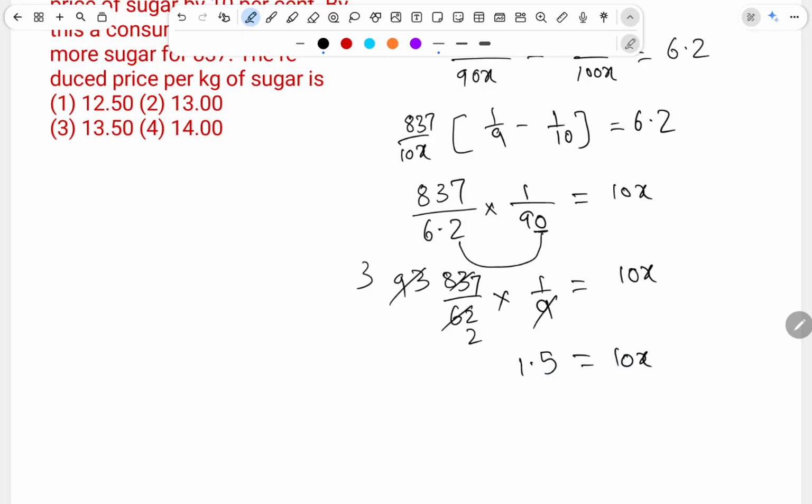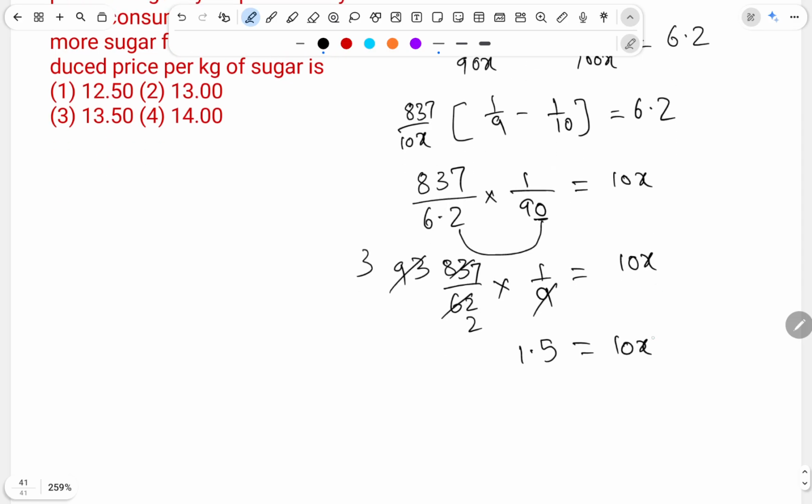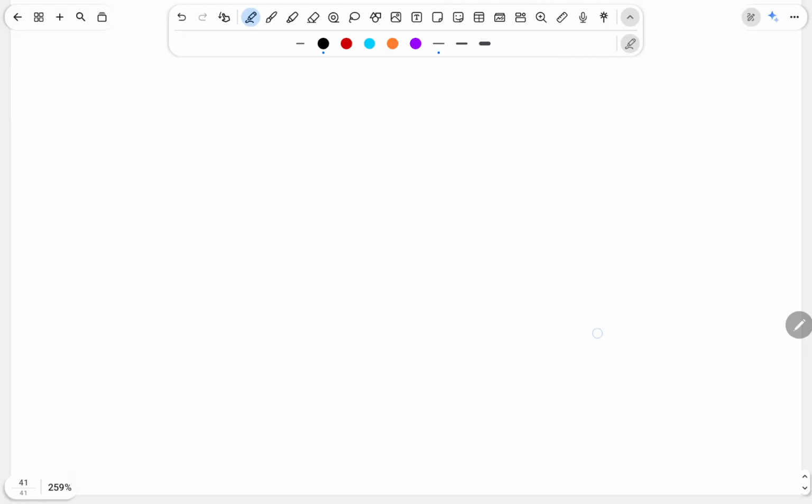But they are asking for the reduced price, not the original price. Reduced price means 90x, so multiply both sides by 9 to get 90x. 90x is equal to 9 into 1.5, which is 13.5. Hope you understood.